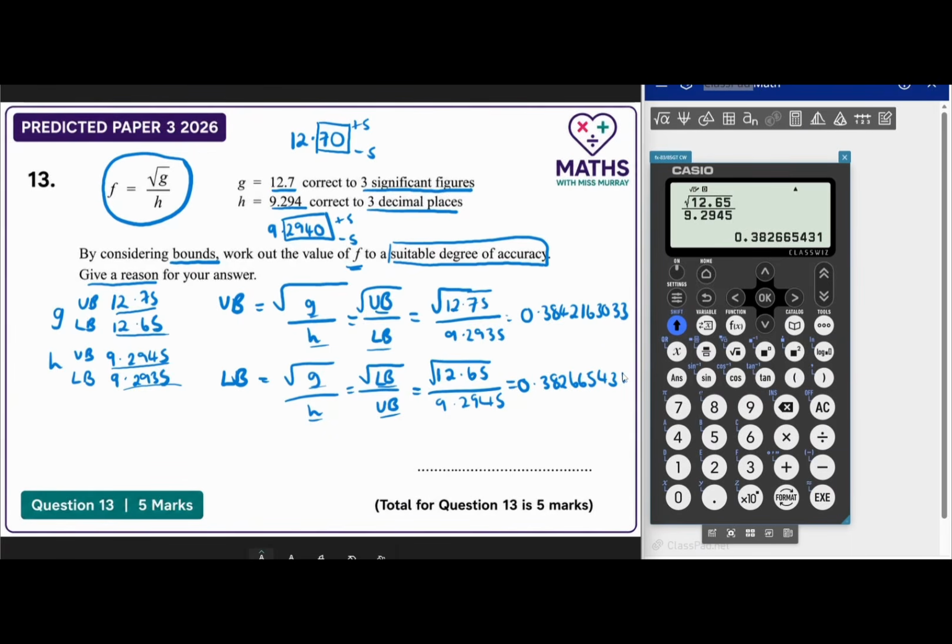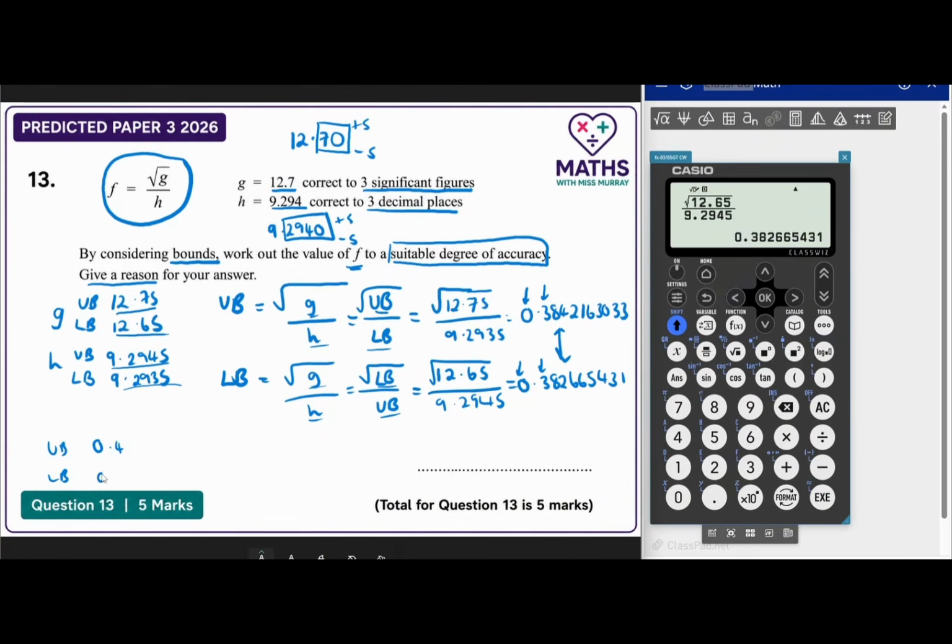Now I have to give it to a suitable degree of accuracy. What that means is I'm going to round it to as many decimal places as I can where these two both still give me the same answer. So always start at the beginning. If I round to the nearest whole number, what will they round to? They will both round to 0. So I could do that, but let's go one more. If I round them to 1 decimal place, would they both round to the same thing? Yes, they would both round to 0. So this is the upper bound and this is the lower bound.